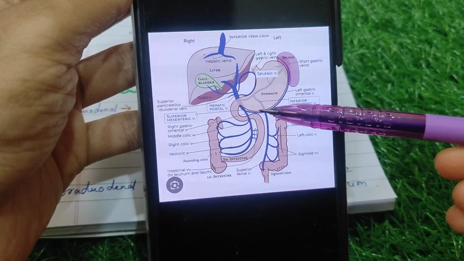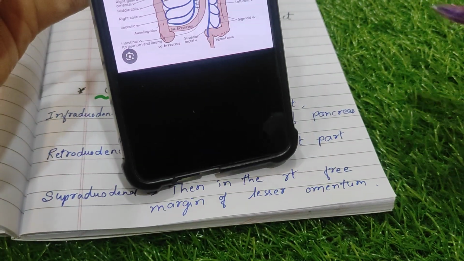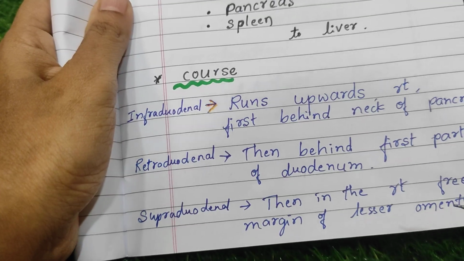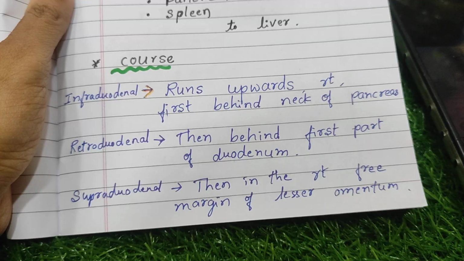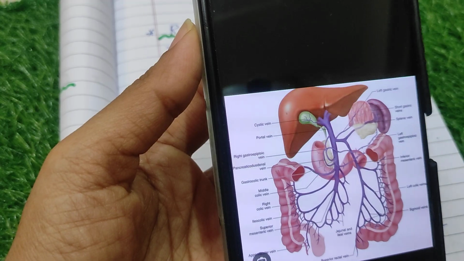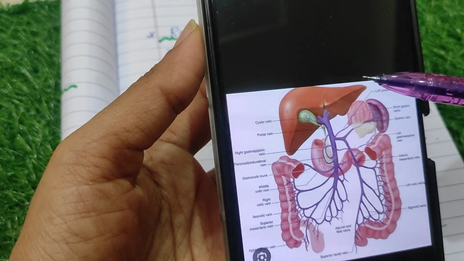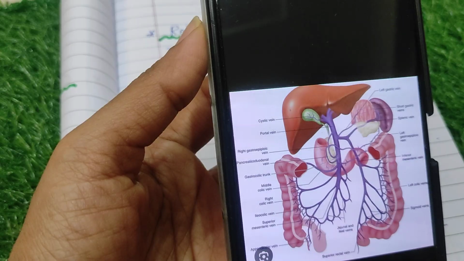Then it goes above the duodenum, that is the supraduodenal part. Here it then goes to the right free margin of the lesser omentum. That is the supraduodenal part. Then it ends at the right end of the porta hepatis by dividing into right and left branches.